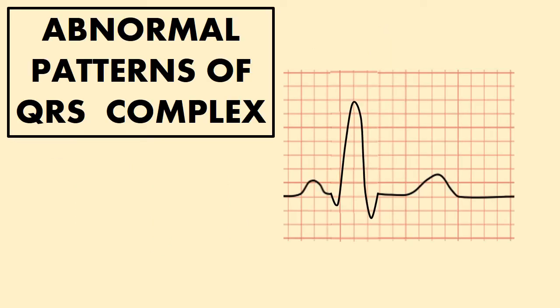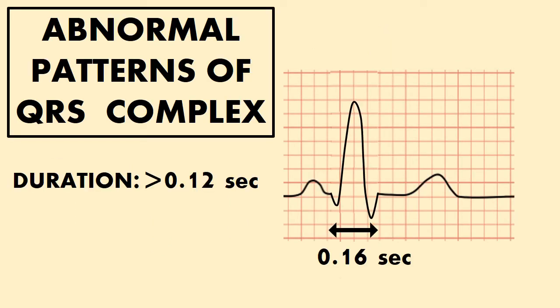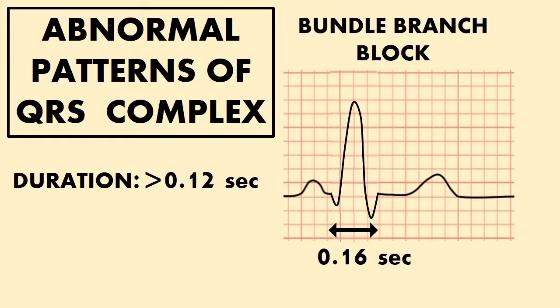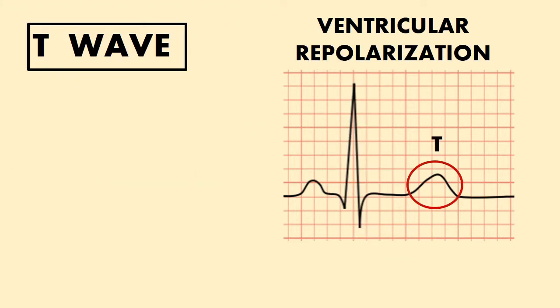Abnormal patterns of QRS complex: more than 0.12 seconds in duration, appears in bundle branch blocks. T wave corresponds to ventricular repolarization. It is an asymmetrical wave.